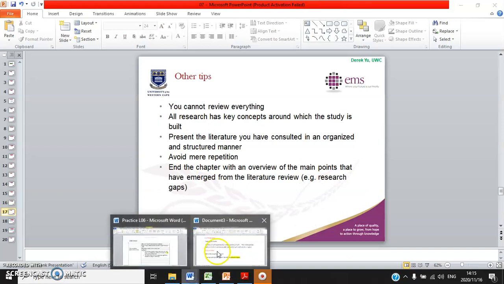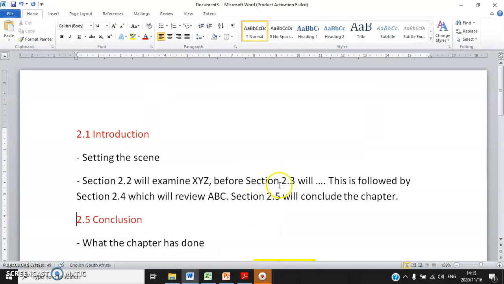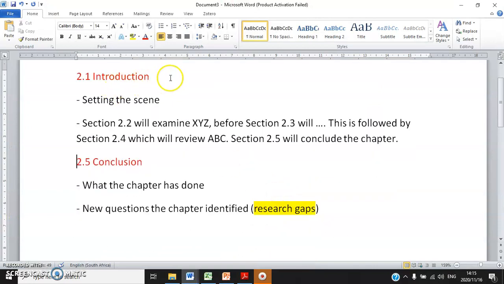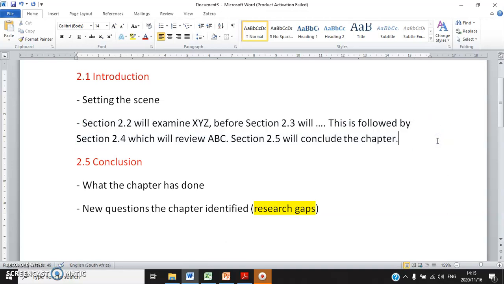Okay, so I can give you some examples. This is the general structure. I think you only need one paragraph for section 2.1, the introduction. You just have to talk about what you are going to do in each section of the chapter. Section 2.2 is usually the definition of key concepts, and then section 2.3 would be the core theories.